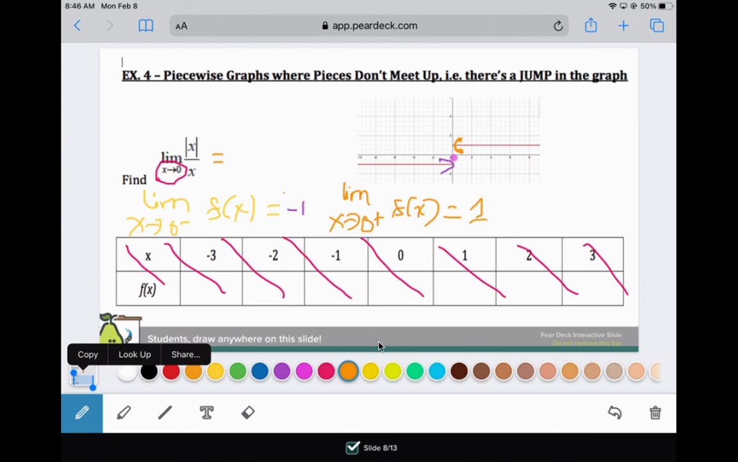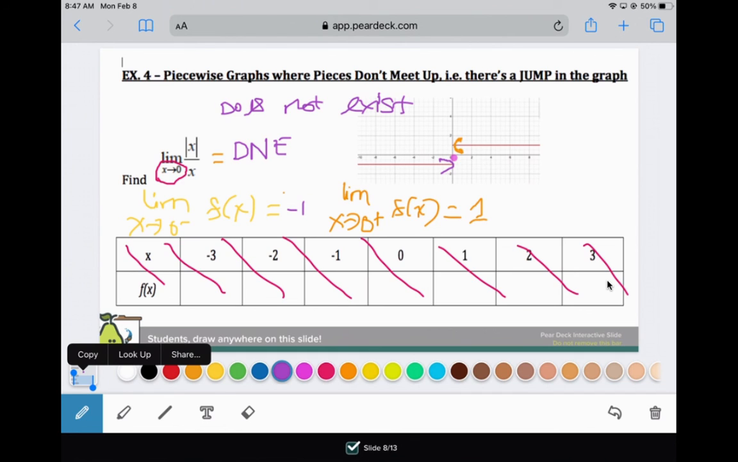Okay, that's fine. However, here's one thing. If the limit from the left and the limit from the right side don't match, that means there is no limit at that number as a whole. It's DNE, which is saying does not exist. There's no limit at that point.